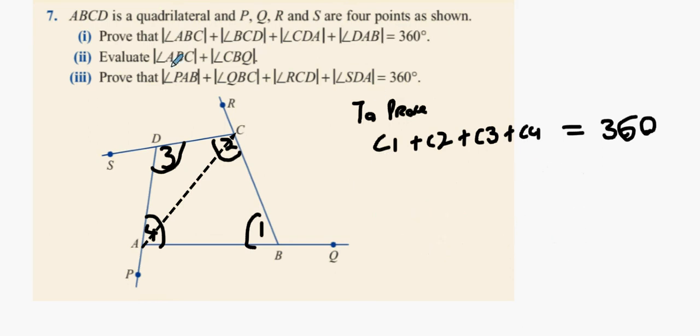Now, angle ABC plus CBQ, C to B to Q. Alright, I'm going to call this angle 6. I'm going to call this one angle 5. This one angle 7, and this one angle 8. ABC plus CBQ, so we're essentially looking for this part here. It's angle 1 plus angle 6 is 180 degrees because it's a straight angle. So angle 1 plus angle 6 equals 180 degrees because it's a straight angle.